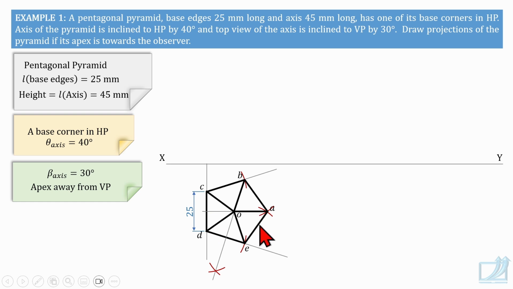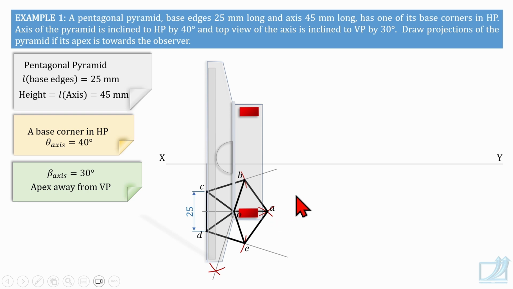Now front view of the pyramid, how to draw it? So initially, don't worry about the given position of the object. This is the first stage of the object. It is imagined position in which we imagine object standing on its base. So entire base is in HP. That means all base corners are on XY line.